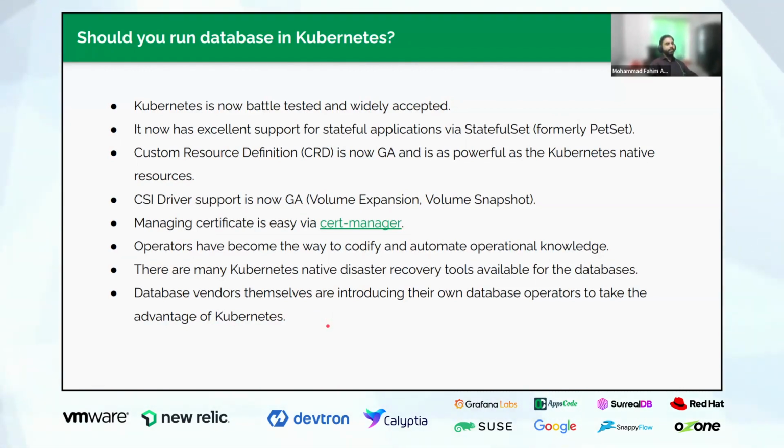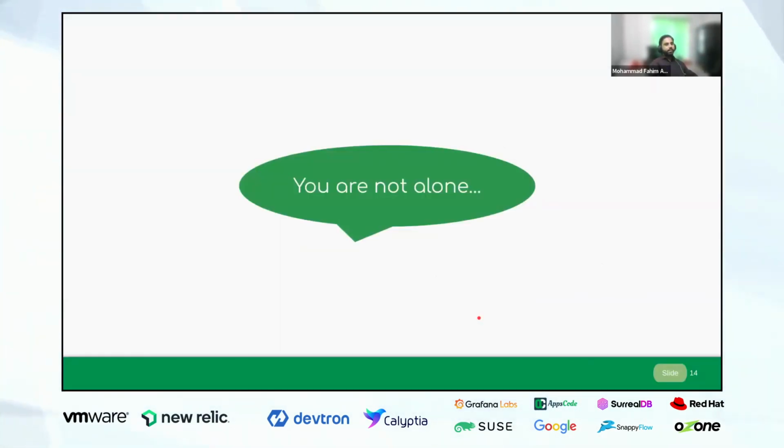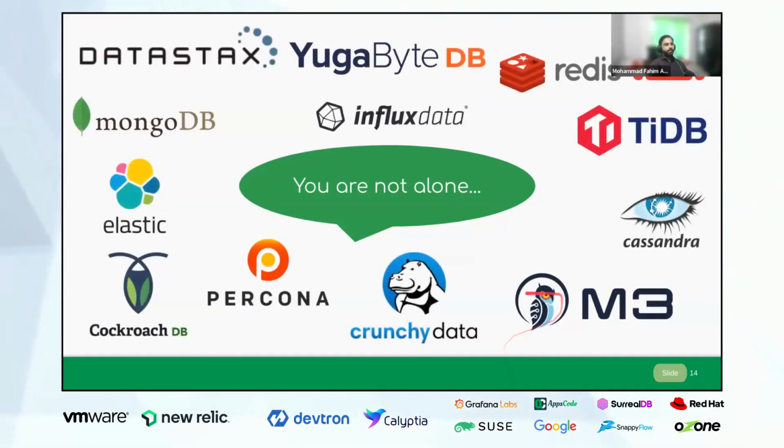So you can actually run a database on Kubernetes. It's very possible today to run a database on Kubernetes stably and in a production-grade way. You are not alone while you are running a database on Kubernetes. You can see some big names here like MongoDB, Redis, Percona, M3DB, Cassandra, etc. All of them have their own database operator or a Kubernetes-native solution. Today, it's very uncommon to have a product that doesn't have a Kubernetes-native solution.